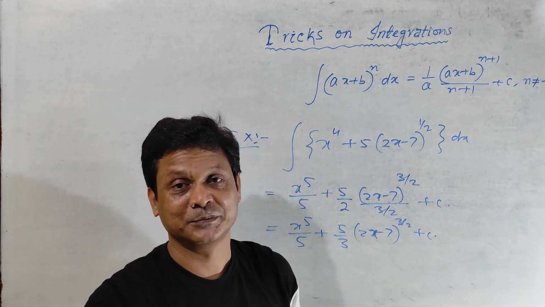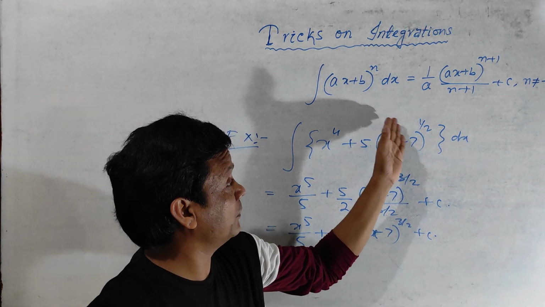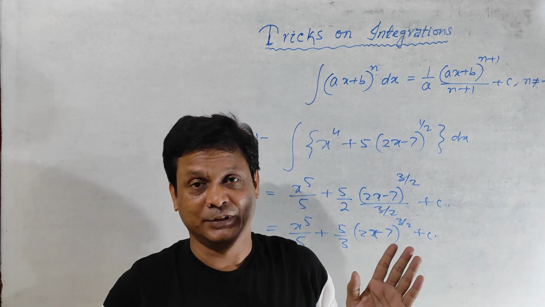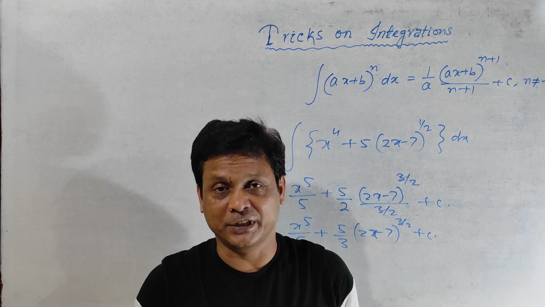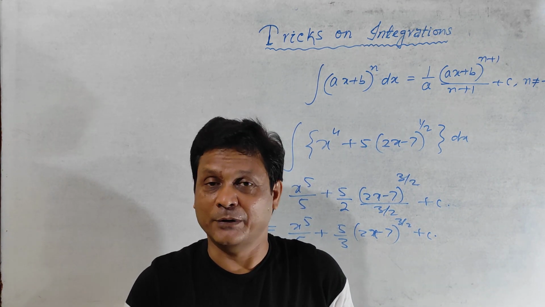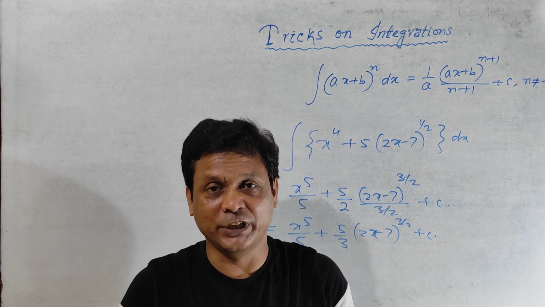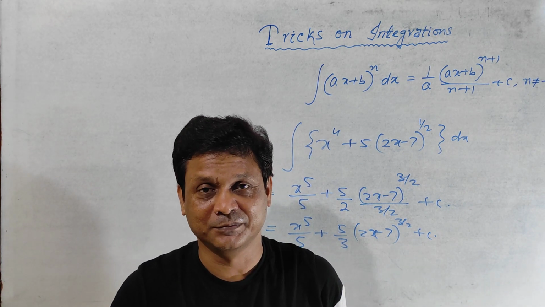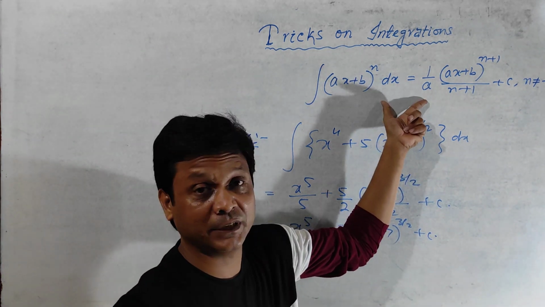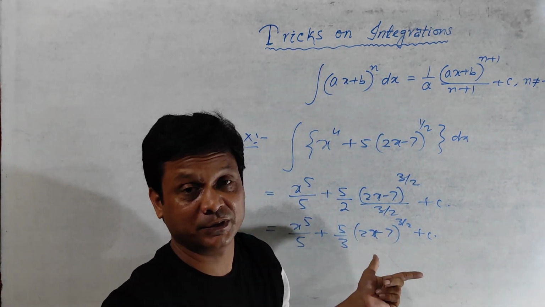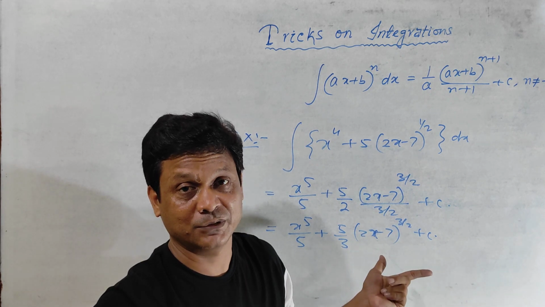Clear? I have given you each type: negative power, positive power, fraction, everything. So try to do the problems from your book. First of all, remember this formula, then try to do this type of problems. Okay.